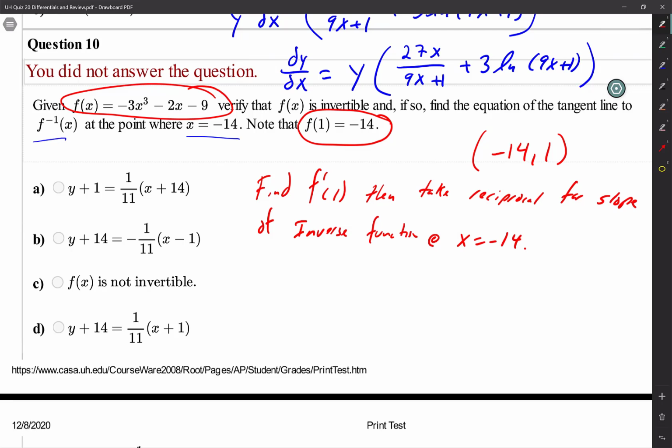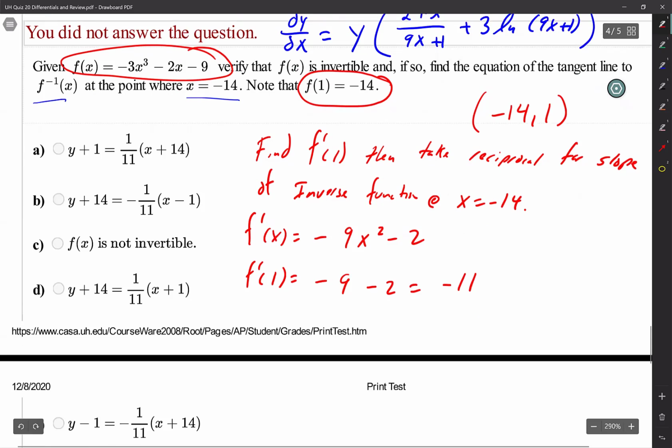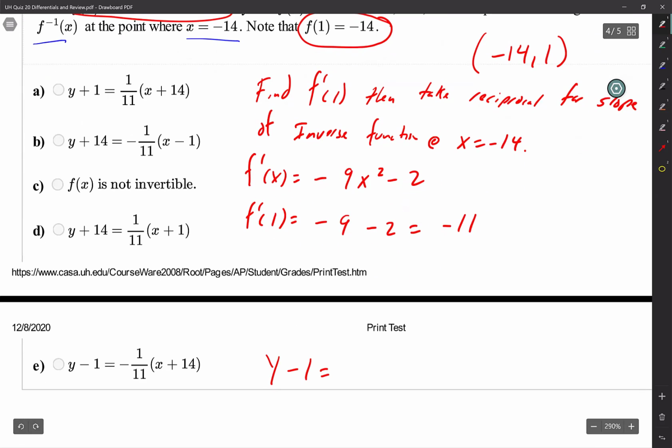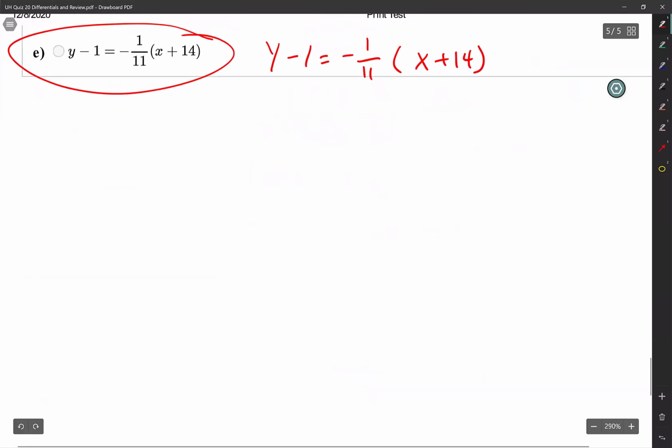All right, here we go. So hopefully none of this is new, guys. These are the hard ones. These inverse ones tend to be the toughest ones on the AP exam. f prime of x equals negative 9x squared minus 2. f prime of 1 equals negative 9 minus 2, so negative 11. And I'm going to take the reciprocal, and I already have a point, so here we go. y minus 1 equals negative 1 over 11 times (x plus 14). No, no, no. y minus 1 equals negative 1 over 11 (x plus 14). It was letter E. And there it is, guys. And now we're good.